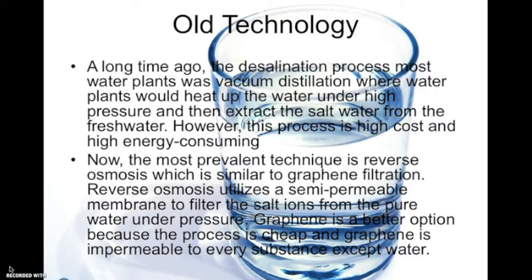Now the most prevalent technique is reverse osmosis. It utilizes a semi-permeable membrane to filter out the salt ions from the pure water when it's under pressure. The water will go through a cylindrical tube through 3 or so polymer membranes under pressure, and the salt ions won't be able to fit through the membrane and only the water will come out. And this filters bacteria, salt ions, and viruses. And graphene is a better option because the process is cheap and graphene is impermeable to every substance except for water.